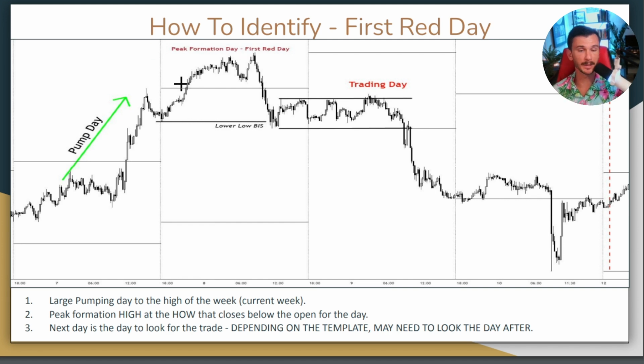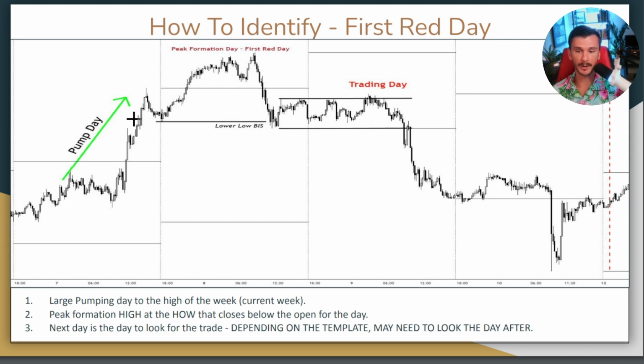The second part is the peak formation day. They need to trade up through previous day's high and put in a peak formation high, or they just need to have a peak formation high that has formed between your pumping day and this day right here. So let's say, for example, this A day blows off in a direction and puts in a peak formation high on this day, and then this day turns into an inside day, but they still trade up first, put in peaks, and then down, closing below the open for that day. This could be your pumping day, an inside day, first red day, and then your trading day. That's not what we have here in this example, but that is one variation to look for.